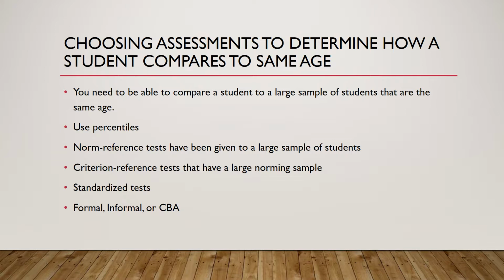Just the difference between norm referenced versus criterion referenced. You could use either type of test, but norm reference is going to give you a comparison like a percentile ranking, so you can compare students to students, whereas the criterion reference test would give you a level of mastery. So what pieces of information do you want students to have mastered by a certain point?